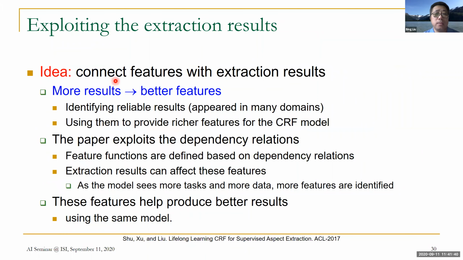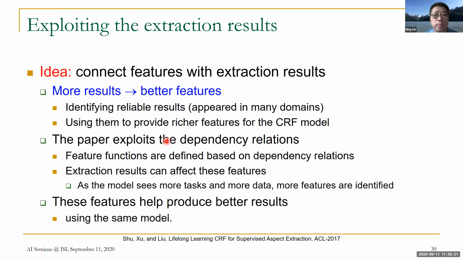The idea is basically to connect the features with the extraction result. CRF has lots of feature functions, and if the feature functions are rich, then your prediction will be much more reliable. So how do you make them rich? We want to use some results from the extraction that we are pretty sure of, and feed them back to the features. So we could have many more features as we go along. As we apply our model, we do a lot of extraction, and that extraction result can be used as features in the future.